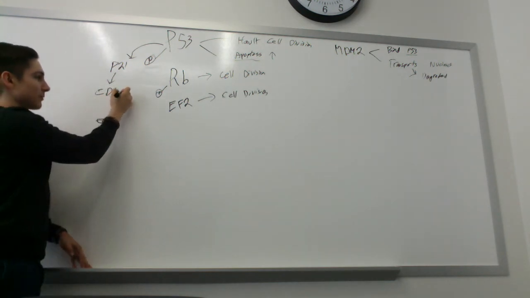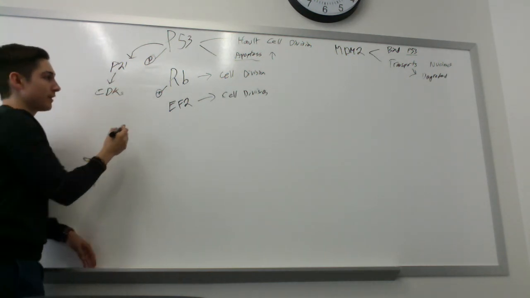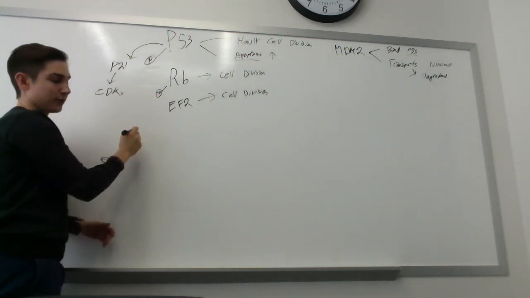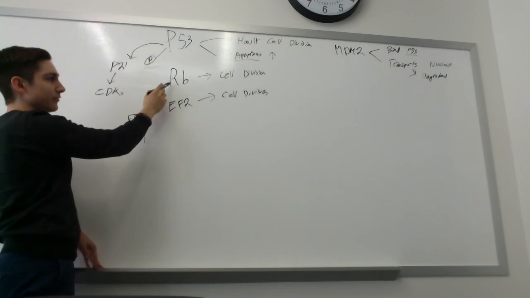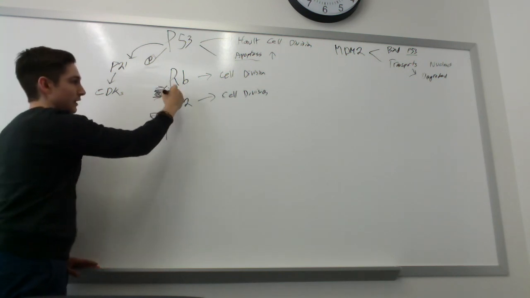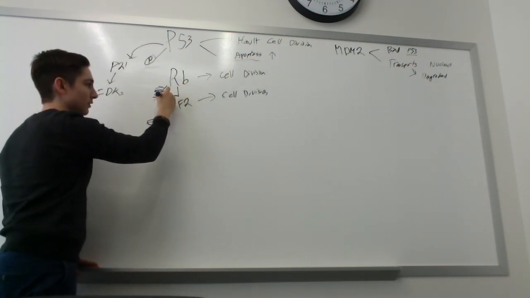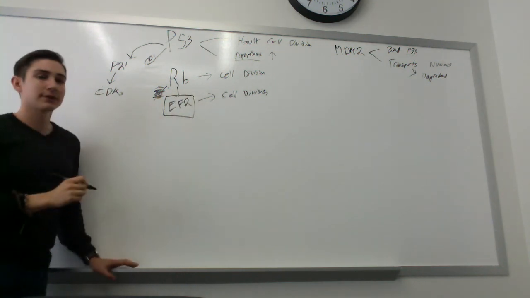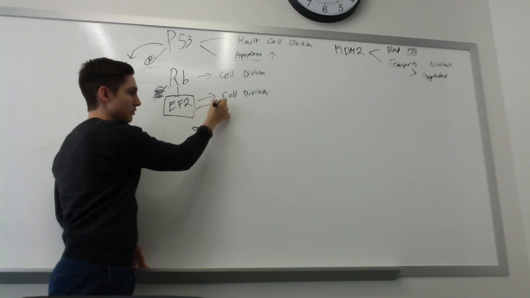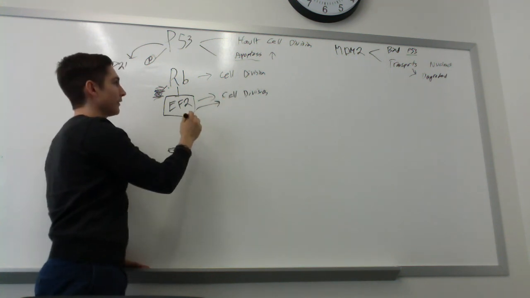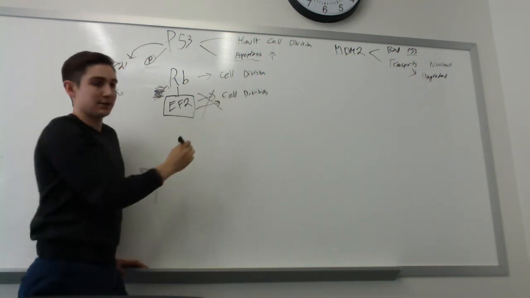And when these cyclin-dependent kinases are inhibited, they don't phosphorylate RB. So now that RB is dephosphorylated, it actually sequesters E2F. And so now E2F can't work as a transcription factor to initiate cell division. And so basically, cell division is halted.